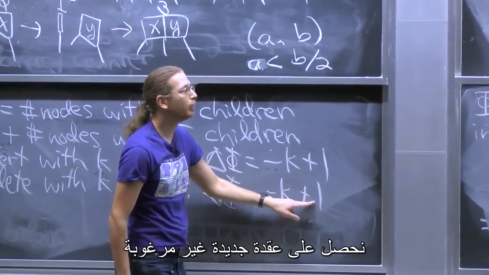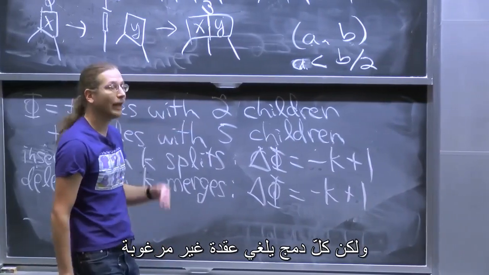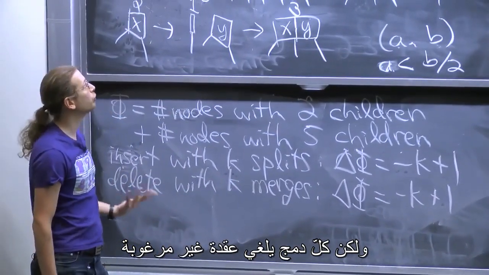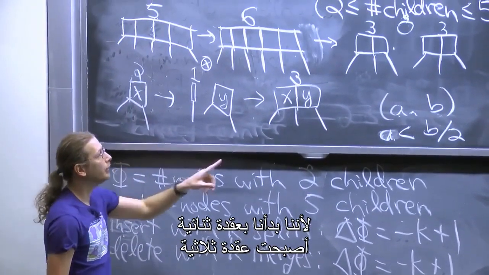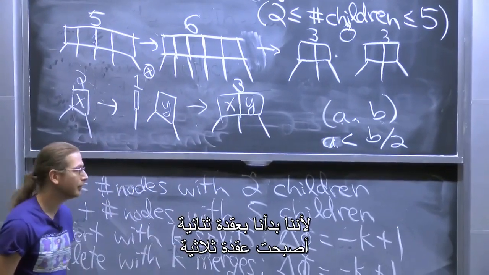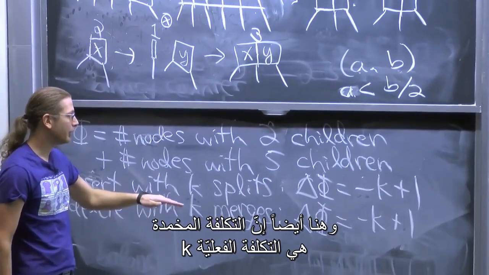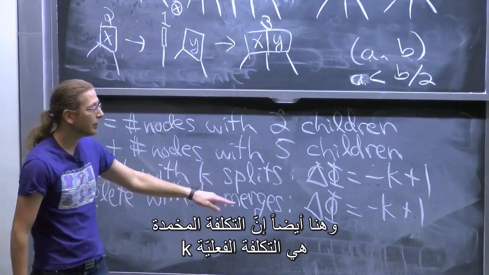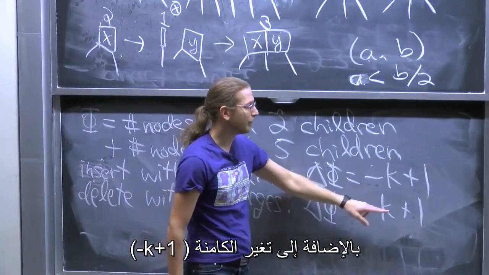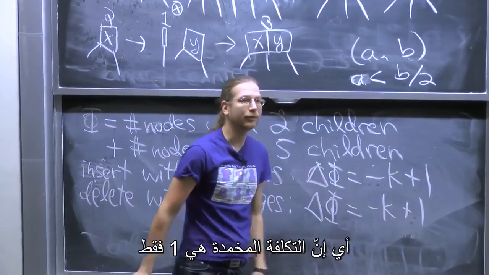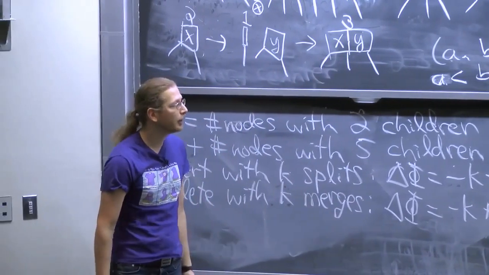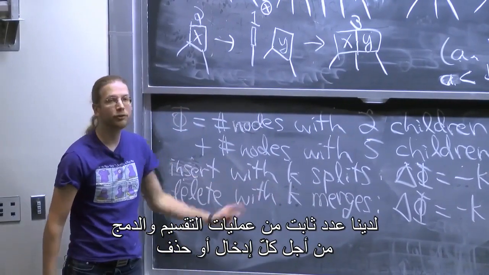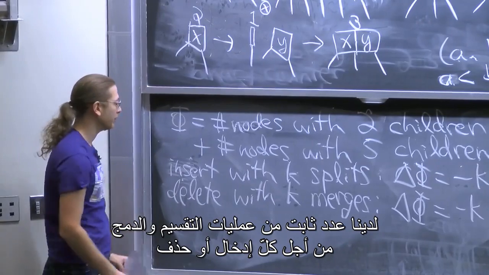We make 1 new bad node. But every time we do a merge, we destroy bad nodes, because we started with a 2 node, we turned it into a 3 node. So again, the amortized cost is the actual cost, which is k, plus the change in potential, which is minus k plus 1. And so the amortized cost is just 1. Constant number of splits or merges per insert or delete.